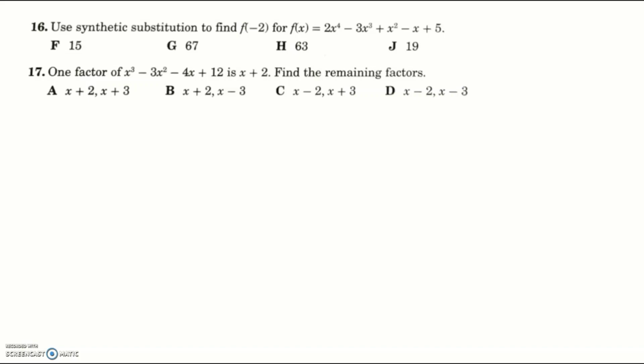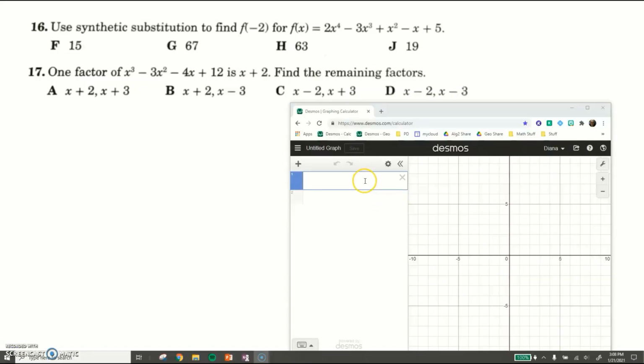You can use long division, you can use synthetic division. You could do synthetic substitution here, or you could just plug -2 into all of those variables and simplify. Or what I'm going to show you here in a second is we could use Desmos to do this problem. So we have Desmos open. We're going to type in the function f of x equals 2x to the 4th minus 3x cubed plus x squared minus x plus 5.